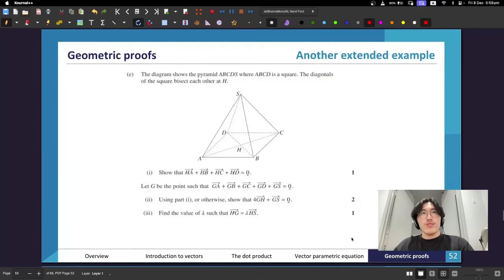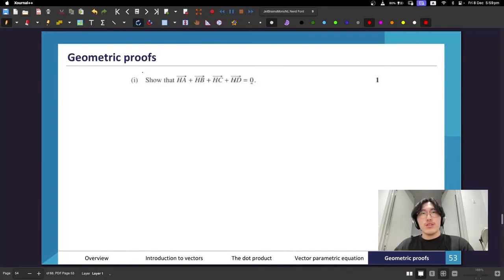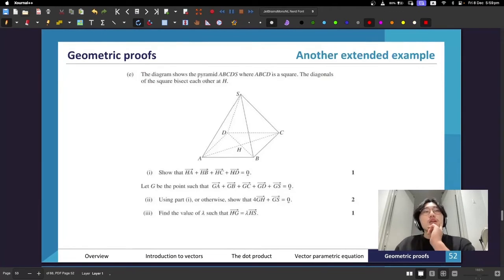So, show that HA plus HB plus HC plus HD equals 0. Let's read the question first. The diagram shows the pyramid ABCDS where ABCD is a square. So, important to note this is a square. The diagonals of the square bisect each other at H. So, these are all right angles.